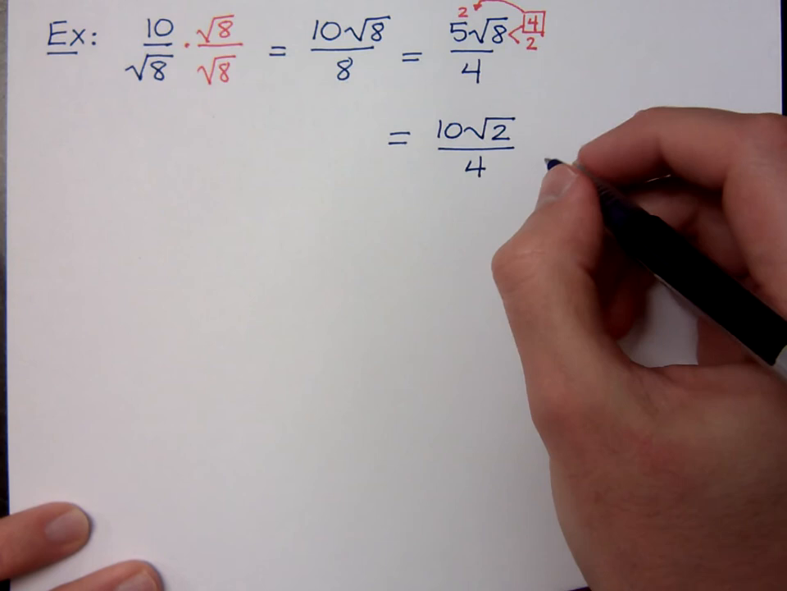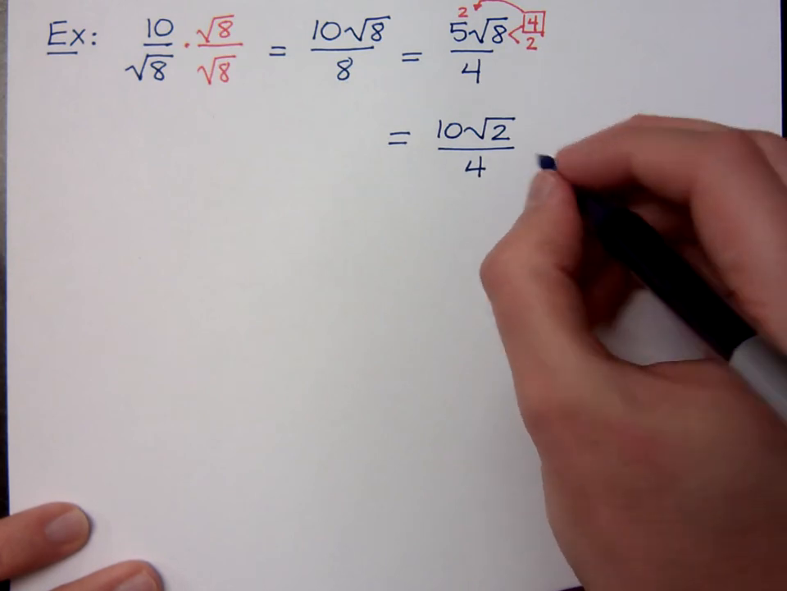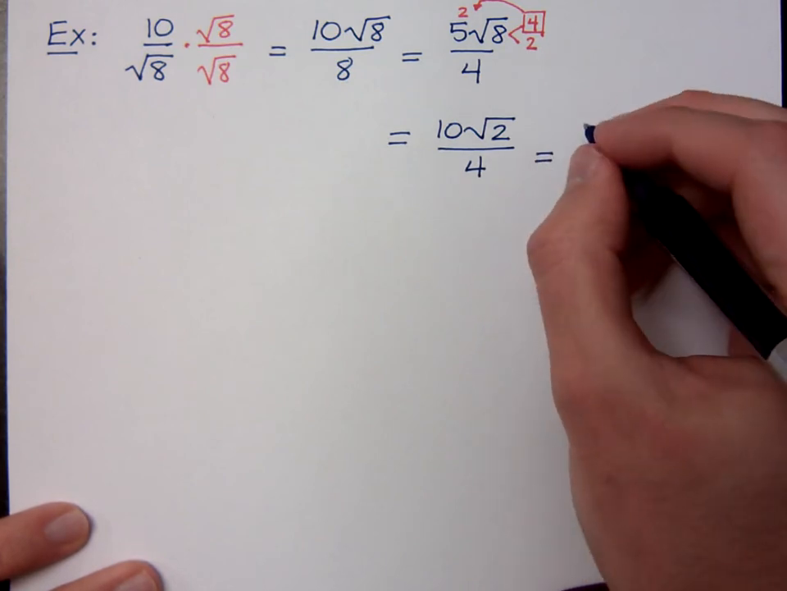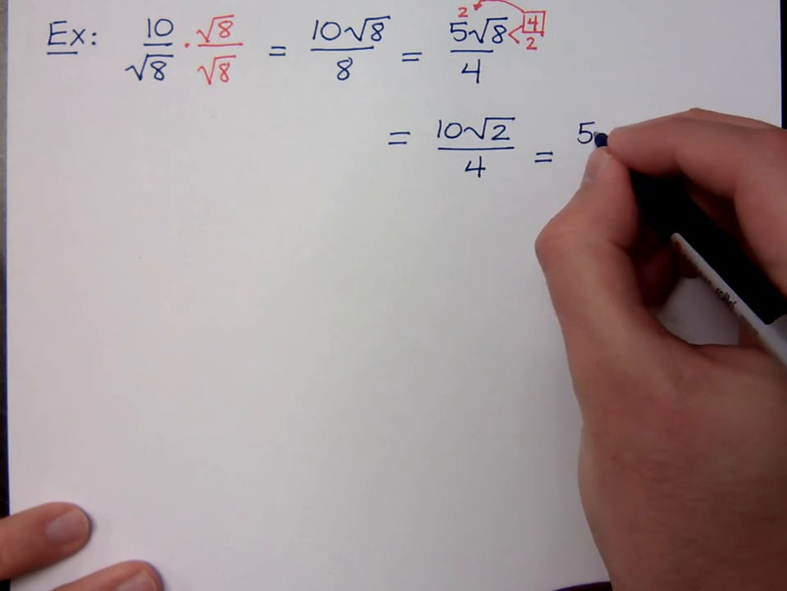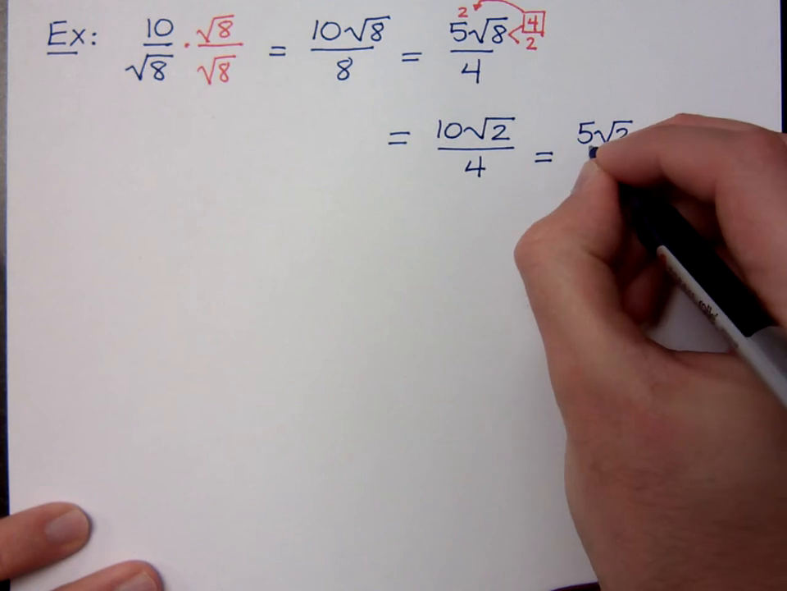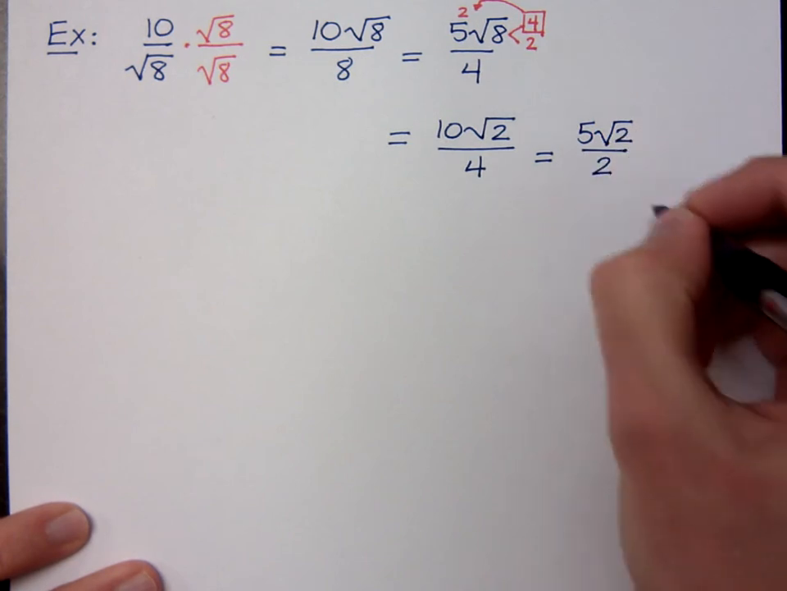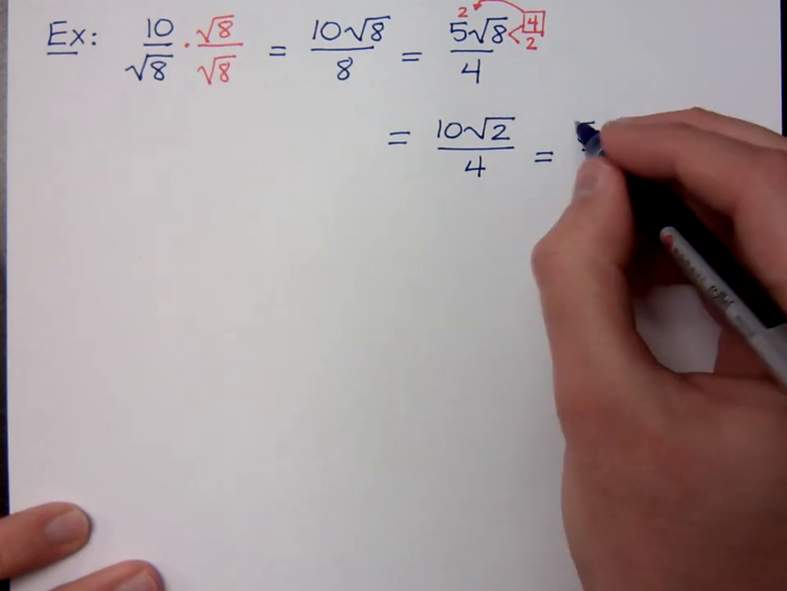Oh, look. I get to reduce this even more, right? And this reduces to 5 square roots of 2 over 2. Okay, we're done now, right?